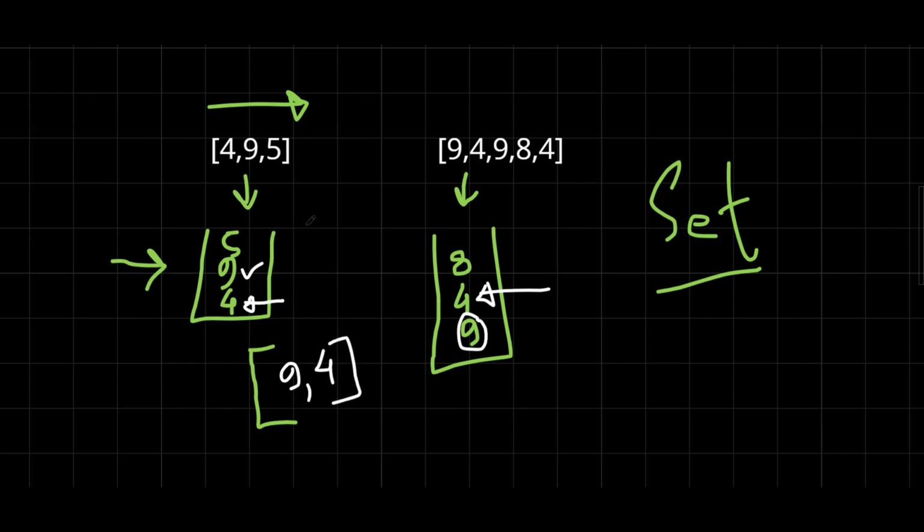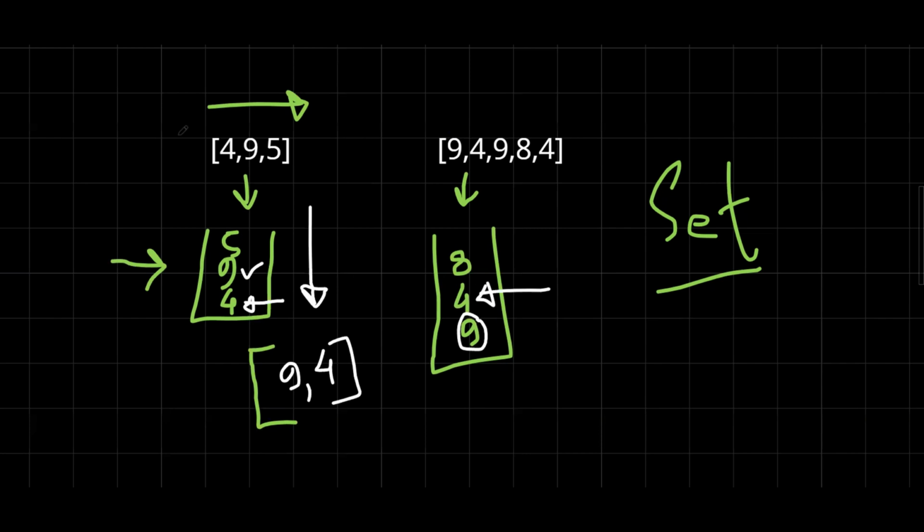Now we have completed iterations over all of the elements in the first set. So we have found the list 9 and 4. So that's it. That's the algorithm. Now let's wrap up the algorithm.